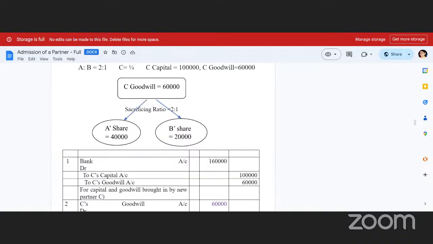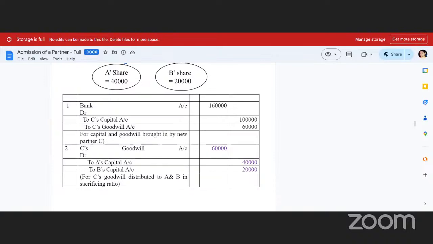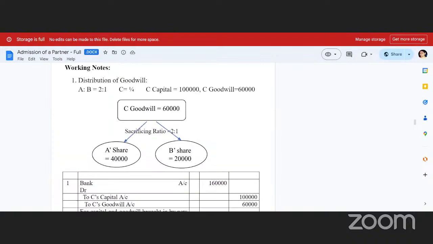Understood? Yes, ma'am. Ma'am, kindly share this admission of a partner file. I'll share. Thank you, ma'am.